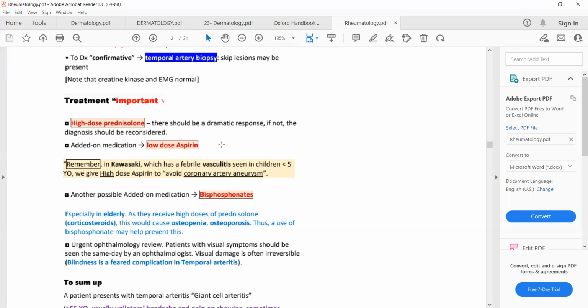To prevent thrombosis. Kawasaki disease is a medium vessel vasculitis that usually occurs in children less than 5 years of age. In Kawasaki disease, we use high dose of aspirin, again to prevent thrombosis and to avoid coronary artery aneurysm.